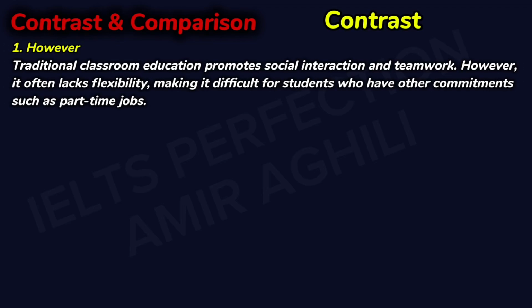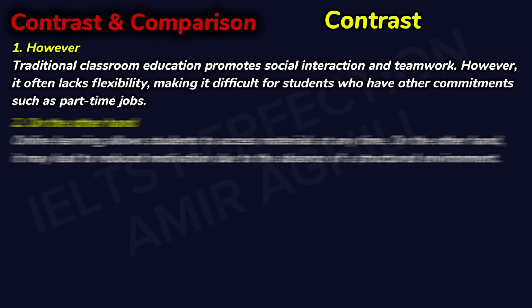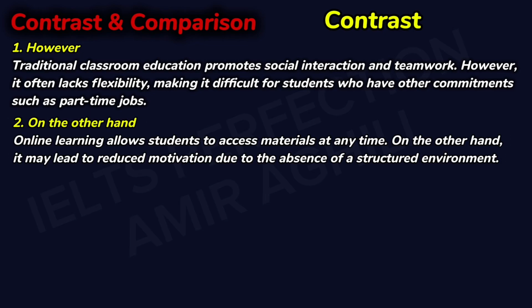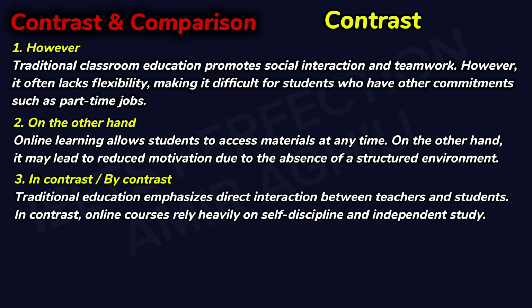Traditional classroom education promotes social interaction and teamwork. However, it often lacks flexibility, making it difficult for students who have other commitments such as part-time jobs. Online learning allows students to access materials at any time. On the other hand, it may lead to reduced motivation due to the absence of a structured environment. Traditional education emphasizes direct interaction between teachers and students. In contrast, online courses rely heavily on self-discipline and independent study.